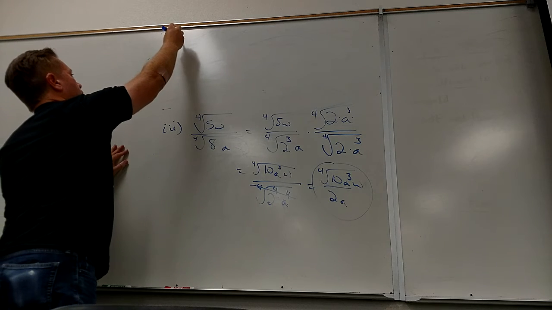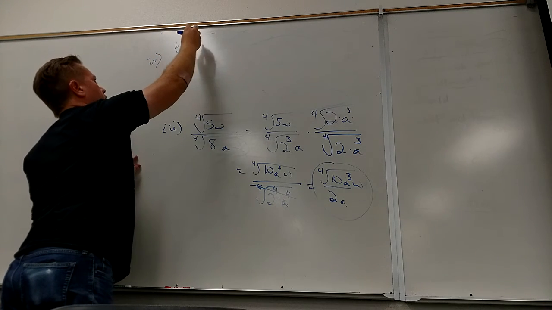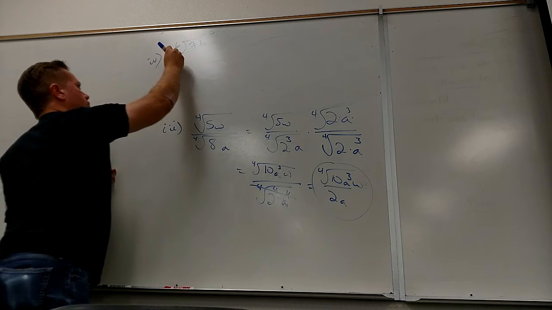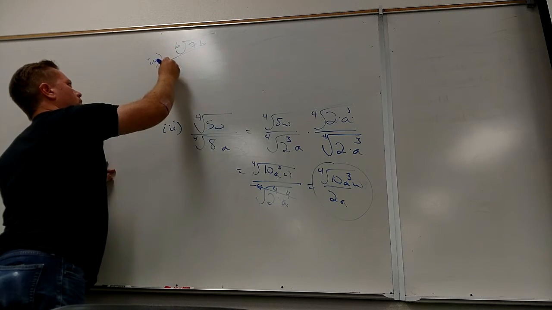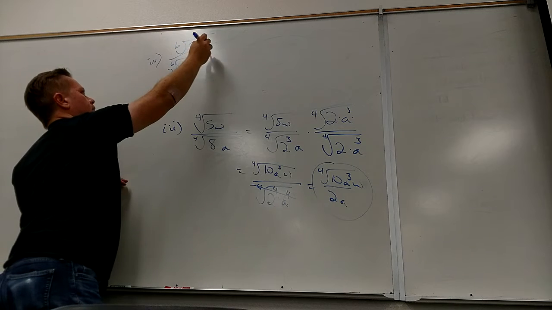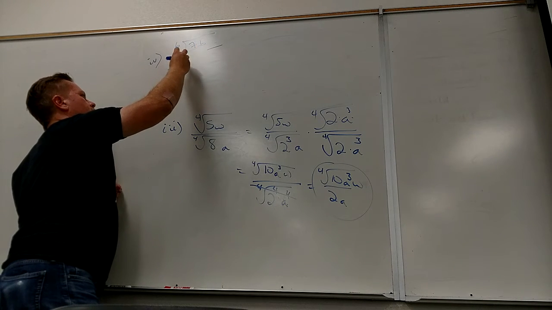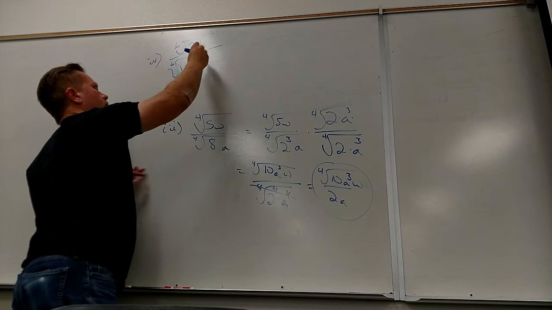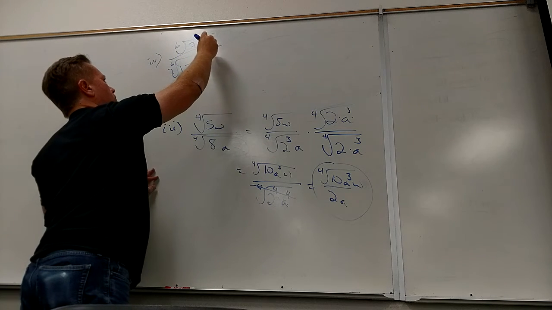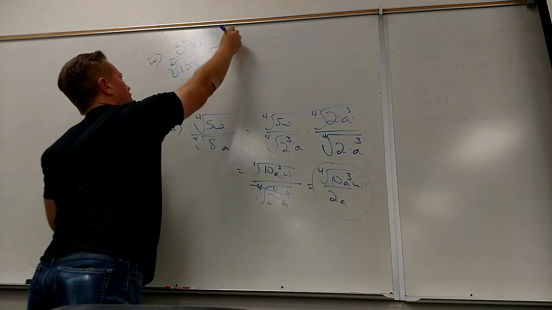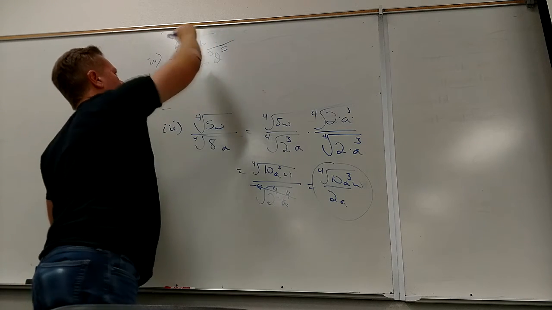So what if I had the 6th root of 7b over the 6th root, holy macaroni, of, let's say, what do you got, Jeff? 128 m cubed d to the 5th. Sure.